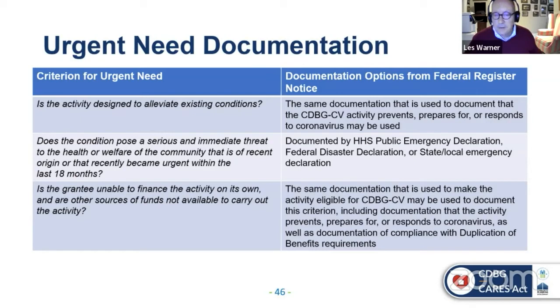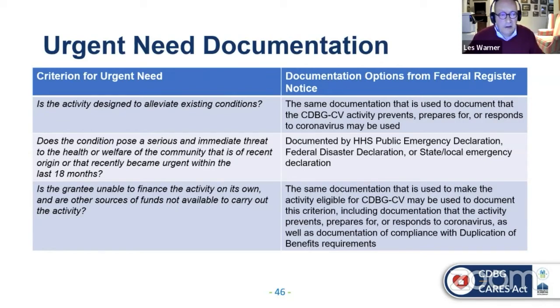So if you look to the Federal Register notice, the page number for this is page number 51465 within that Federal Register notice. They give you really clear information on that. So for our first criteria about is it alleviating an existing condition, if your funds are being documented, which they have to be, to show that they are tracking with the prevent, prepare, or respond, that is going to be adequate to meet that first criteria.